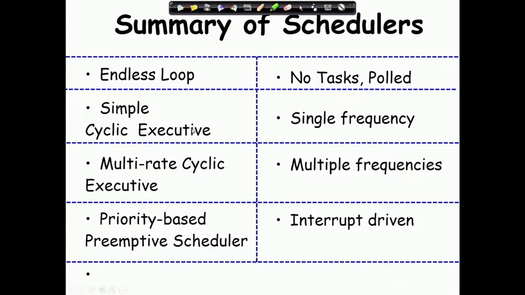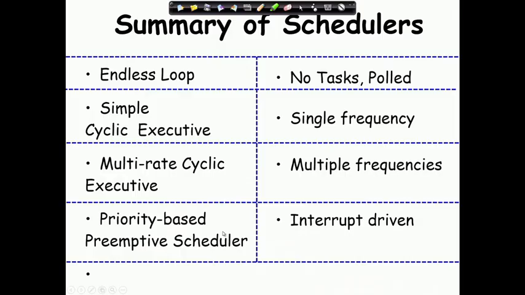These two, the simple cyclic executive and the multi-rate cyclic executive, are used in rather simple applications, whereas the sophisticated ones are the priority based preemptive schedulers. These are the event driven schedulers. A good portion of our discussion is on the priority based preemptive schedulers, but in the next lecture we will discuss the cyclic schedulers.